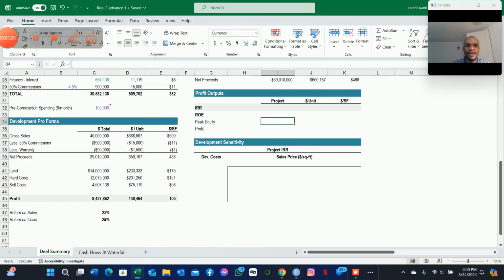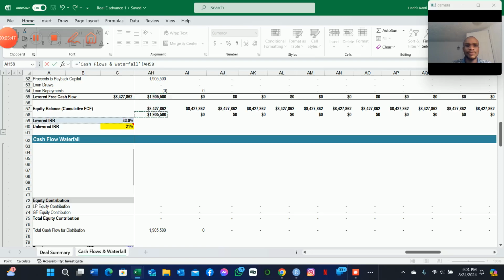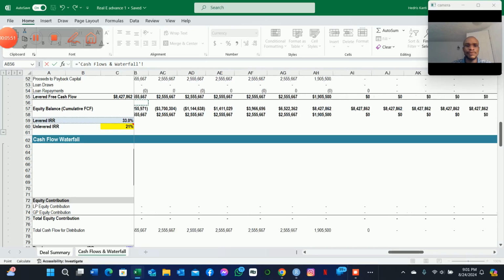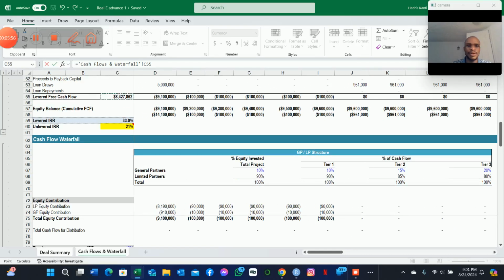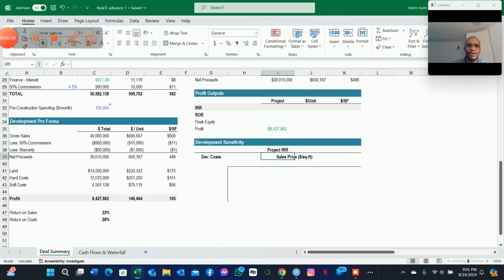And then for the output section, we want to reference our profit here. So we have to go back to determine our profit here. We have to determine our peak equity. So for our profit, we'll just reference the levered free cash flow here. So that's our profits in this project.